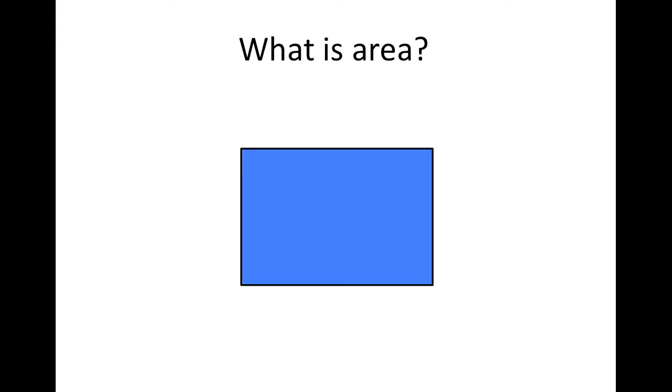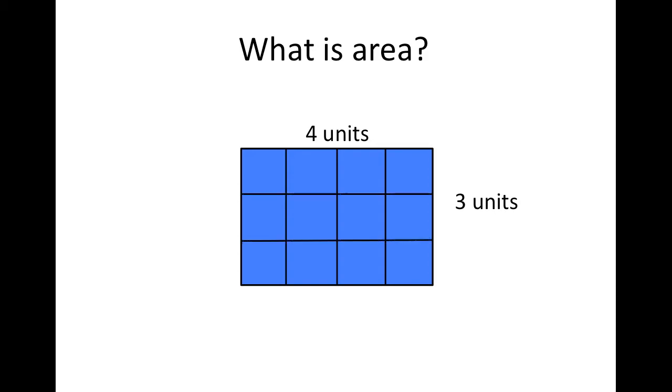Let's talk about geometric area. We're going to start out with a rectangle to talk about what is area. The dimensions of this rectangle are 4 units by 3 units. If we use those dimensions to divide up this rectangle, we're going to divide it by 4 columns and 3 rows. The concept of area deals with the squares that are formed by dividing it into its rows and columns.